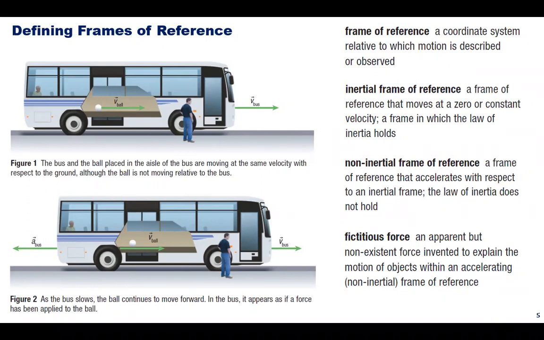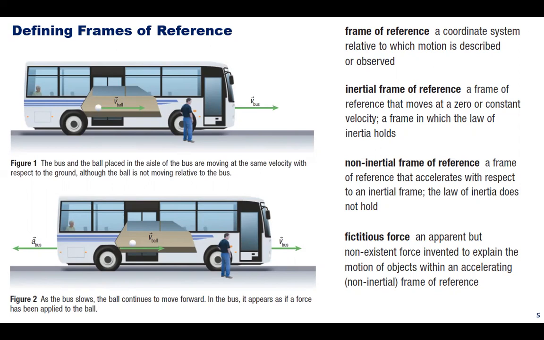The reason there appears to be a net force on the ball is that the ball continues to move with the same velocity it had before. Obeying the law of inertia, the ball does not immediately slow down with the bus, which is shown here in figure 2. Within the accelerating bus, or non-inertial frame of reference, this looks as if a force is pushing the ball forward.